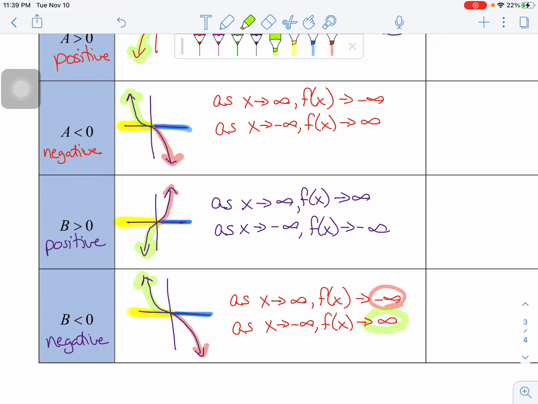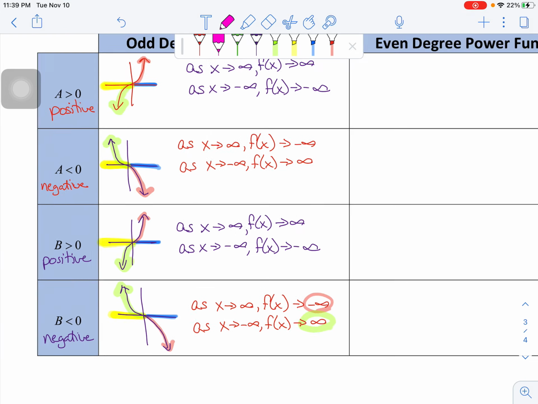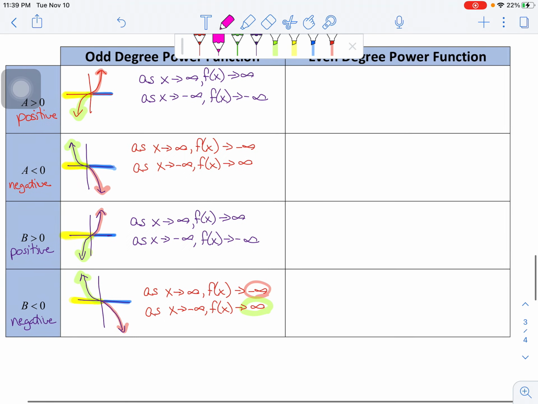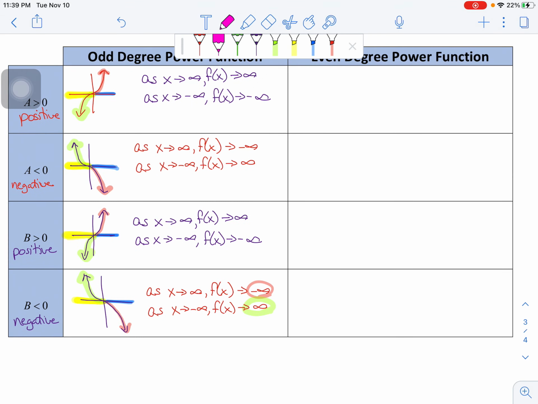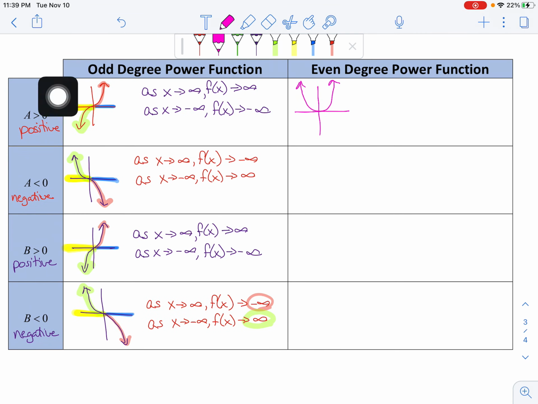So I'm going to go ahead and slide over to the other half of this, and let's see if we can figure out the even degree functions. First one, a is positive. So an even degree function with a positive a value is going to be your quadratic that's kind of like concave up here. And when we look at this, what we might notice is that the function is pointing up on both sides.